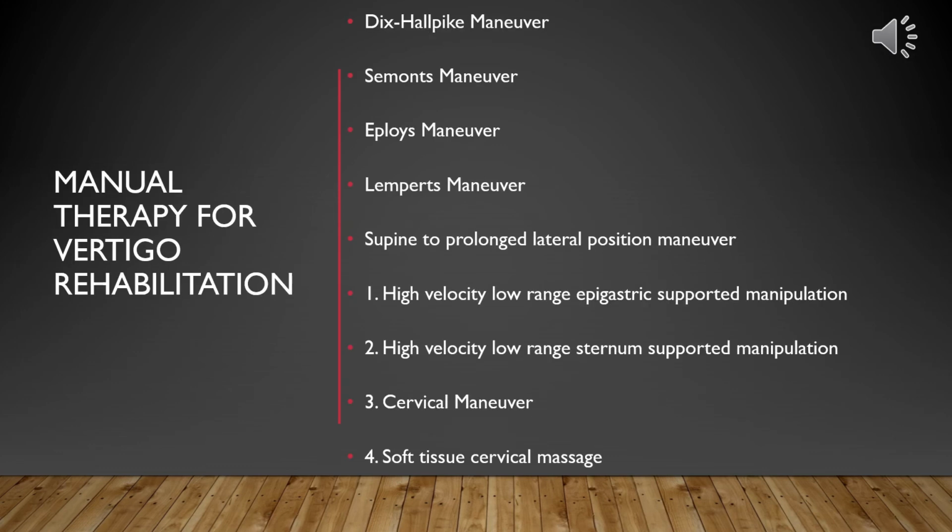Manual therapy for vertigo rehabilitation includes five main manual manoeuvres, which are the Dix-Hallpike manoeuvre, Semont, Epley, Lempert, and the supine to prolonged lateral position manoeuvre, which is especially formulated for those people who have neck or back problems. The high velocity low range epigastric supported manipulation, high velocity low range sternum supported manipulation, cervical manoeuvre, and soft tissue cervical massage is a four-part system that helps with benign postural positional vertigo.